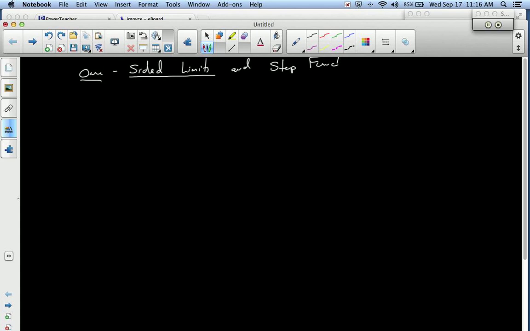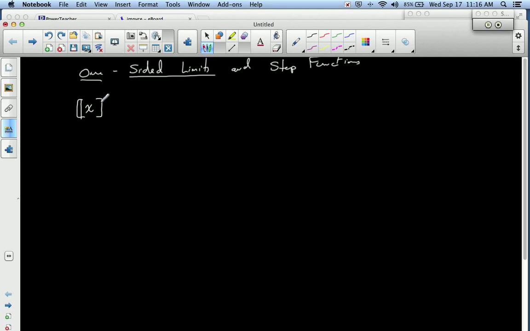We're going to talk very briefly here about one-sided limits and the step function. One-sided limits, which we've discussed already, but we're going to apply it to a special function called a step function. One-sided limits and step functions. Step functions you have all seen at some point, maybe not heard them called step functions before. The most common example of a step function is the greatest integer function.